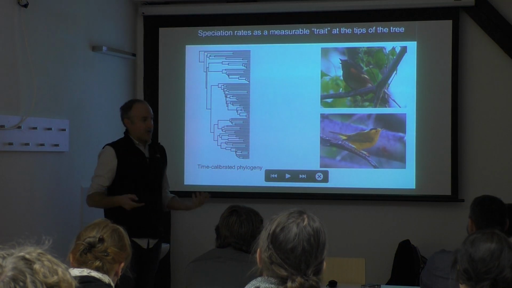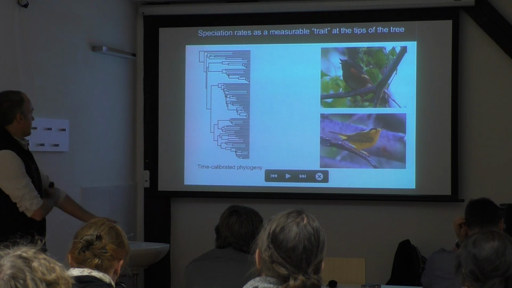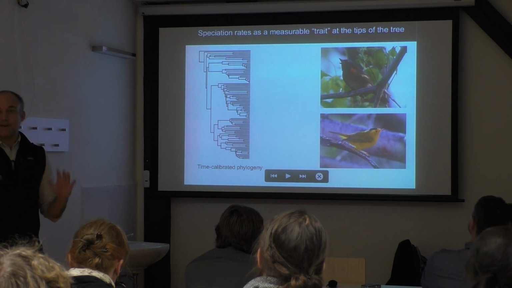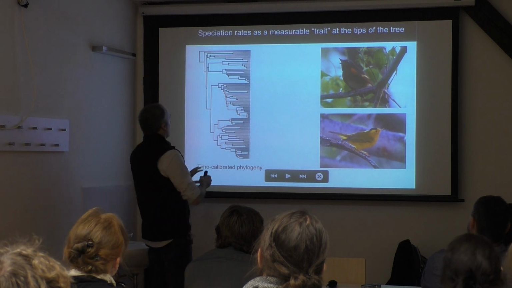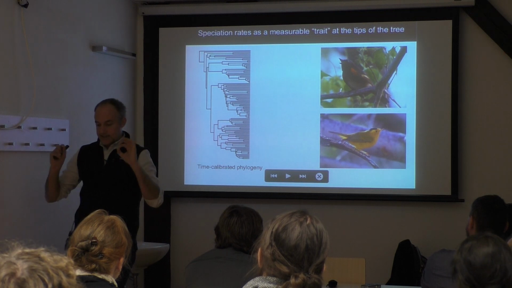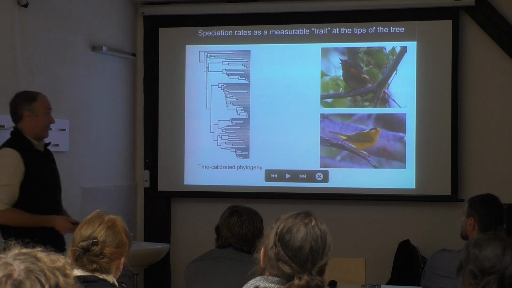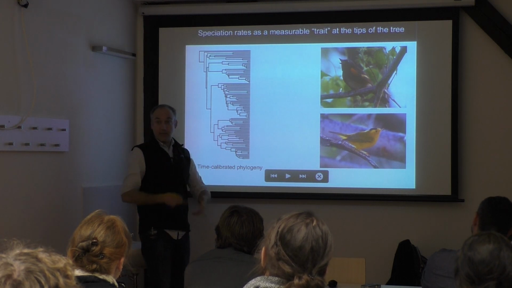So a little bit of background for my talk, something to keep in mind when you look at some slides with figures showing phylogenetic trees and speciation rates. What I want you to think about speciation rates today, for the purposes of my talk, is as a measurable trait at the tips of a phylogenetic tree. So we won't go into any details about how we come up with these estimates.